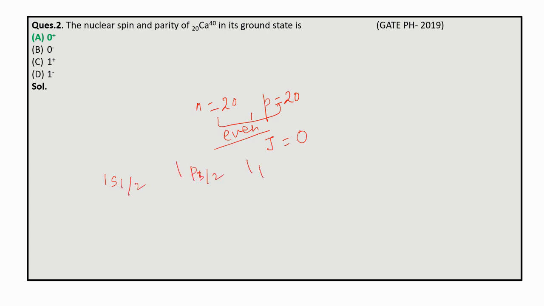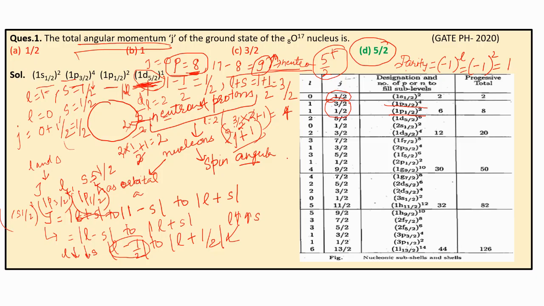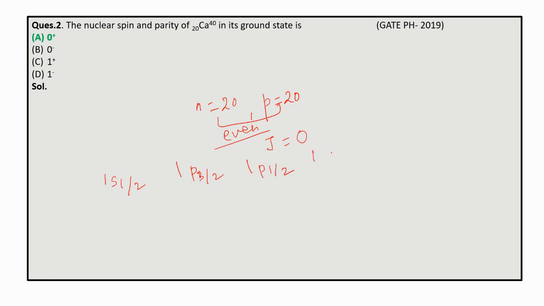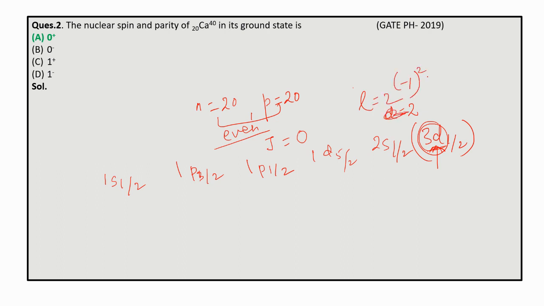1p 3/2, 1p 1/2. What is next? 1d 5/2, 2s 1/2, and 1d 3/2. So the last will go in this subshell. So here d is 2, right? L is equals to 2 for d. So minus 1 raised to 2 is equals to 1. So that means the answer is this one, 0 positive.